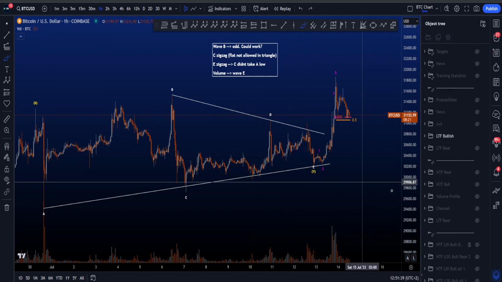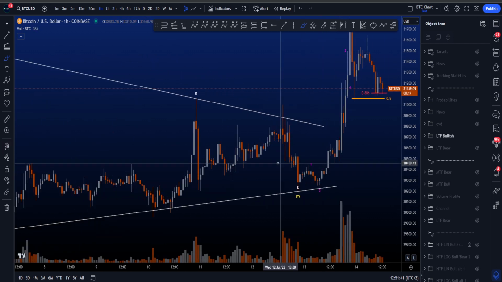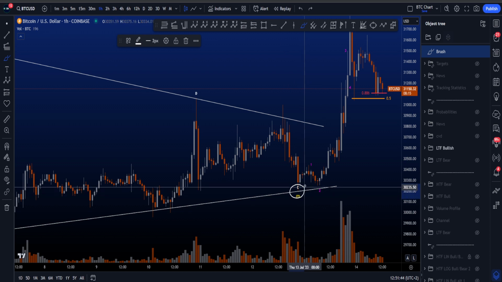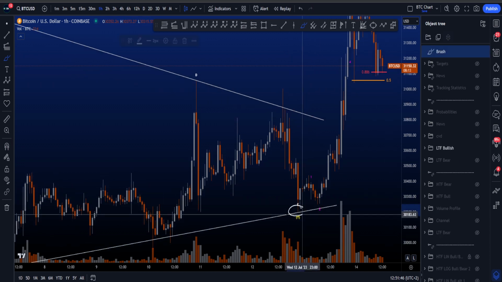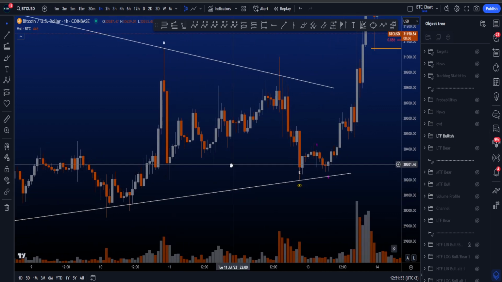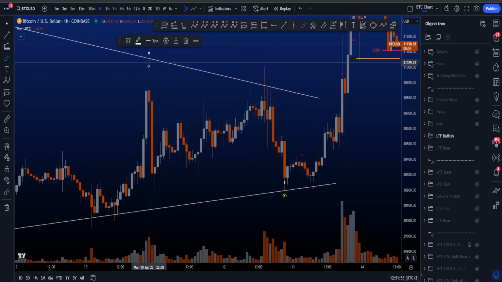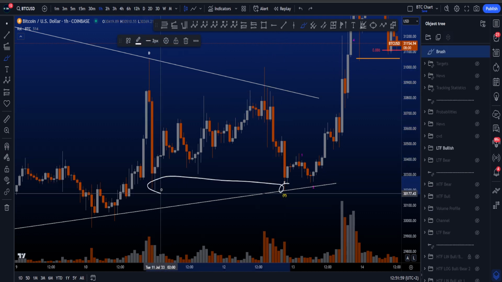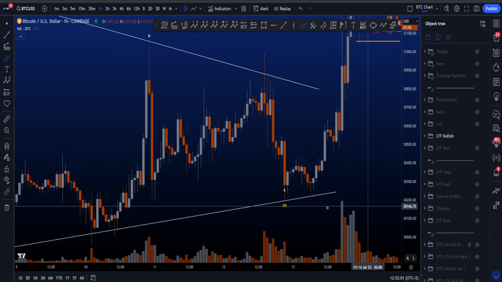And if we think about wave E, then it has to be a zigzag in a 5-3-5. But this low over here did not take the low on the left. And also on other charts I checked, this low did not take the low on the left. That's interesting because in a zigzag, you're looking for a 5-3-5 where wave C takes the low of A. Not taking the low of A is incredibly rare.